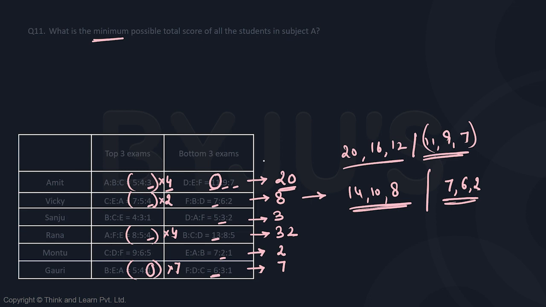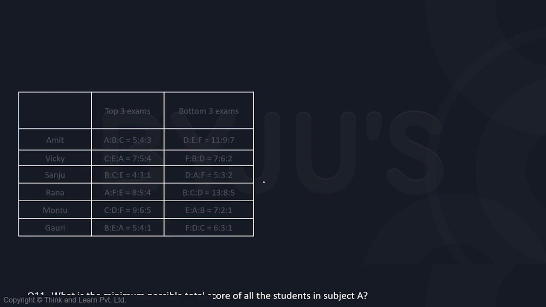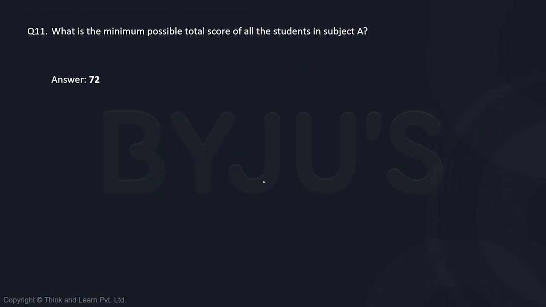So sum of all the scores is 20 plus 8, 28 plus 3, 31, 31 plus 32, 63 plus 9. 72 is the minimum possible score that these guys must be having. So that's the right answer for our question number 1 now.